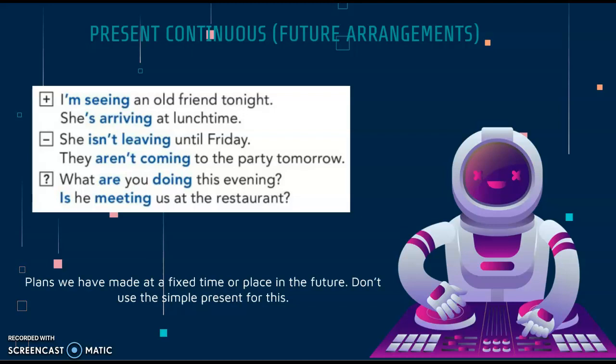For interrogative sentences, what are you doing this evening? Is he meeting us at the restaurant? In this case, remember that we can use a WH word, or we can directly start our question by using the verb to be. So when we talk about the present continuous for future arrangements, we are talking about plans we have made at a fixed time or place in the future. Do not use the simple present for this.